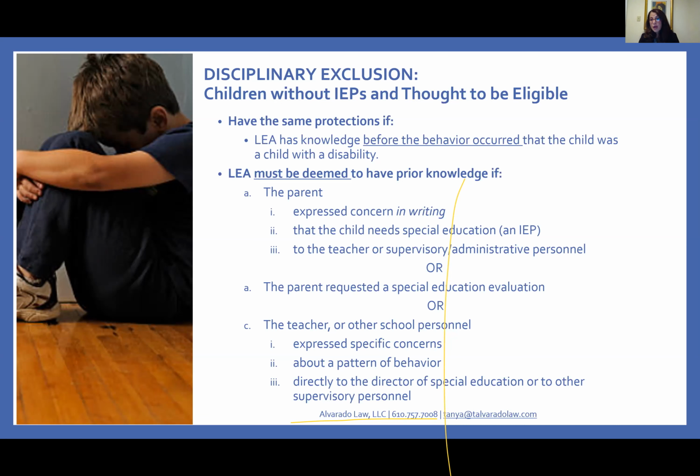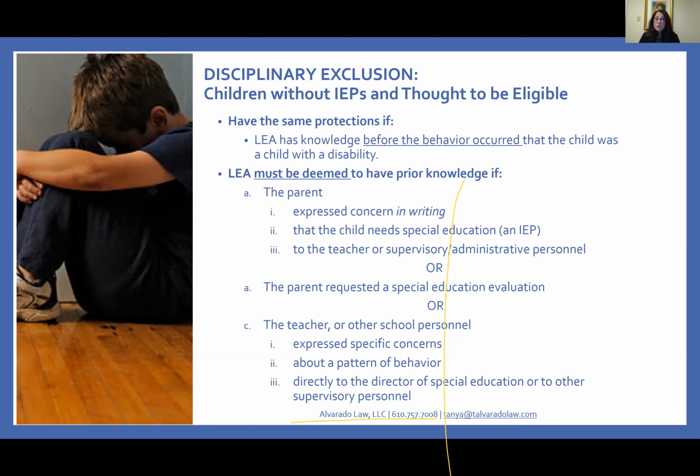So these are the things you have to show. You have to show from the parent that you expressed your concern in writing. So that could be an email to the teacher. I'm very worried because my son runs out of school, out of the classroom, talks back to the teachers. I'm very concerned about this behavior. I think my child might need an IEP.